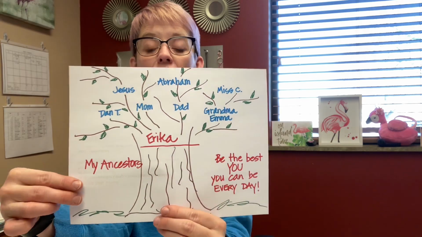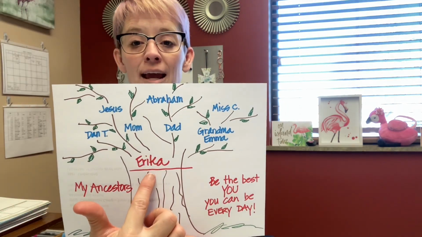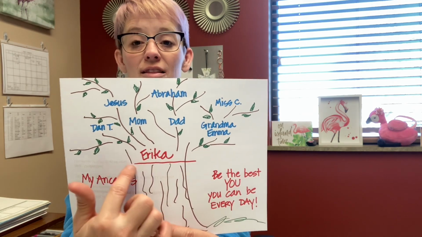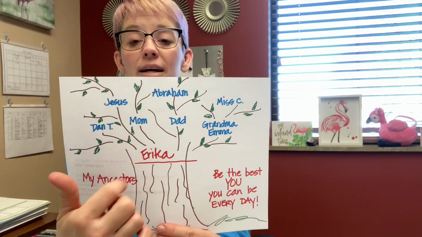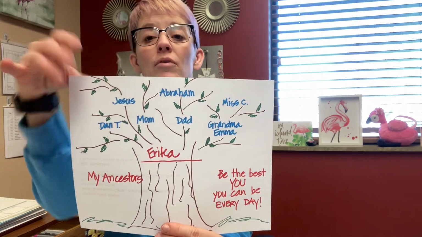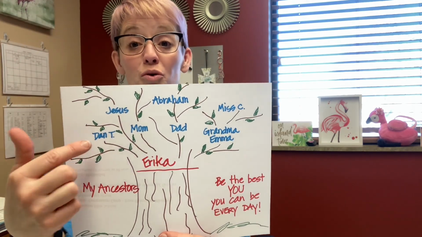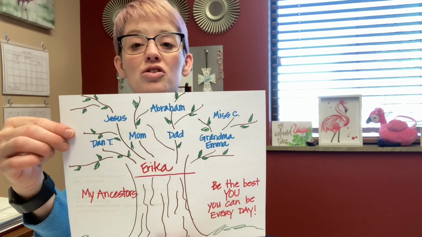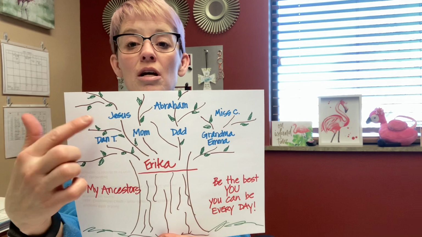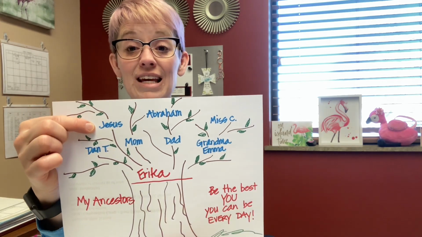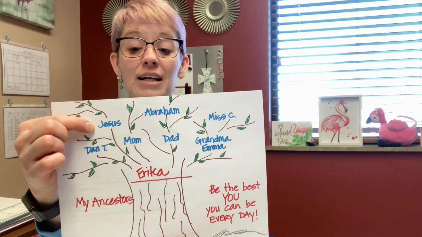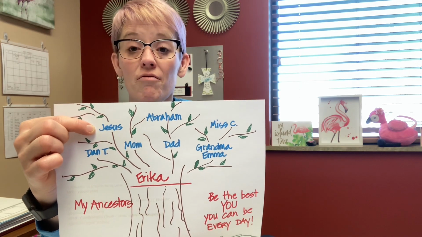The first thing you're going to do is write your name right in the middle of the paper. That's where it starts. You are the center of your ancestor tree. Then up above your name, you're going to write the names of people who you think are your ancestors. On mine, I have my mom and my dad. They're my ancestors. I have Jesus because he is an ancestor of mine, because he is like my father, and he teaches me and shares his love with me.